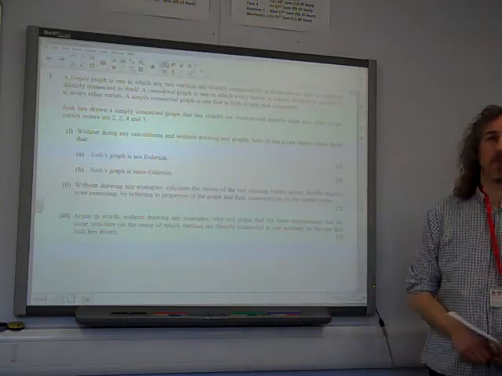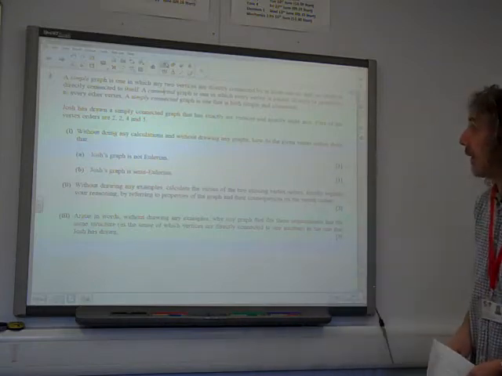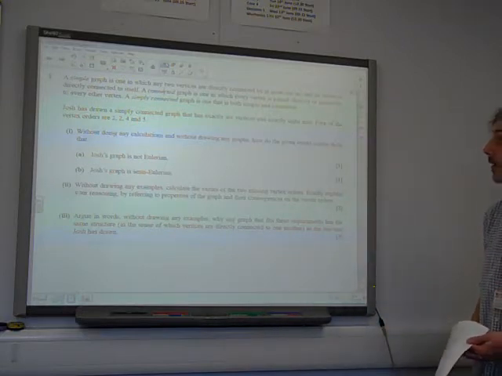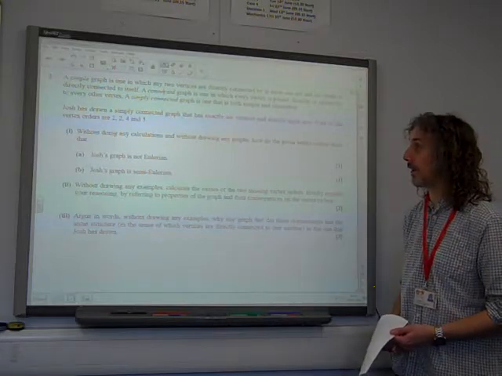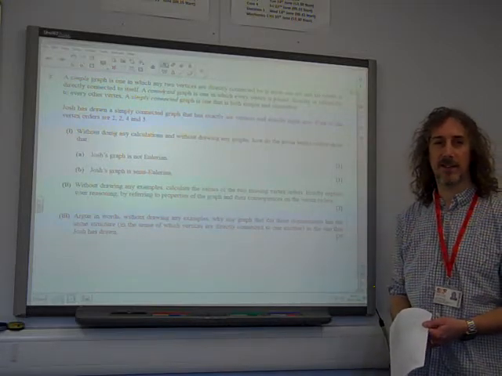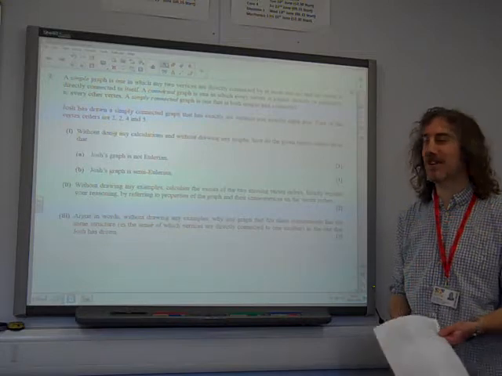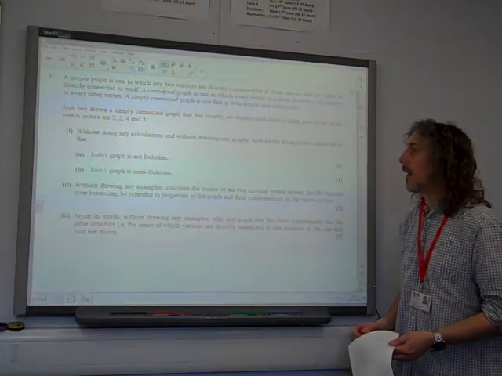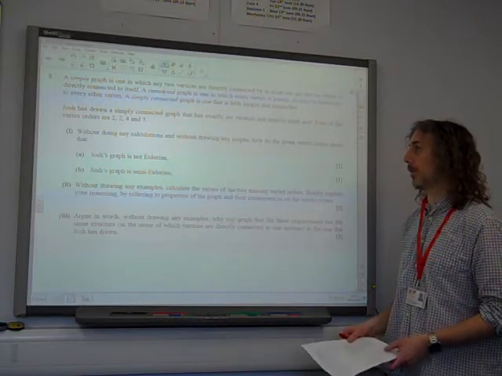Right, okay, question 2. Does this standard thing of always giving us these definitions, doesn't it? A simple graph is one in which any two vertices are directly connected by at most one arc, and no vertex is connected directly to itself. A connected graph is one in which every vertex is joined. A simply connected one is both simple and connected.